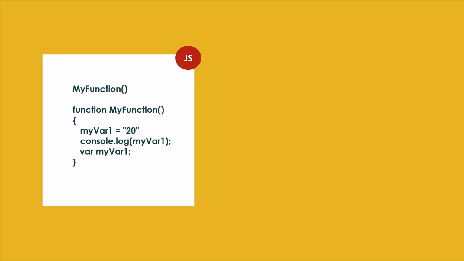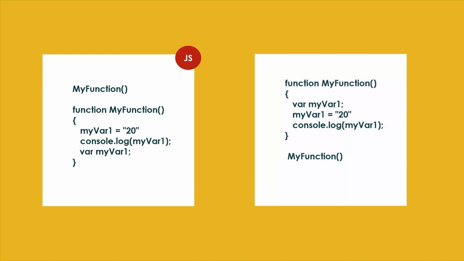Here I have a function in which I have a variable which is declared after it is logged to the console. Can you guess the output here? Okay, so first the function definition will be moved up in the global scope. Next, when the code reaches the function call, it focuses on the local scope. So the variable declaration will be moved to the top. Hence, the output will be 20.